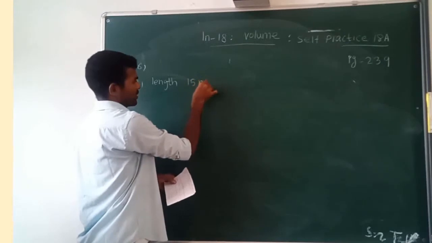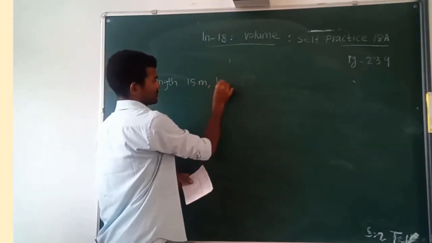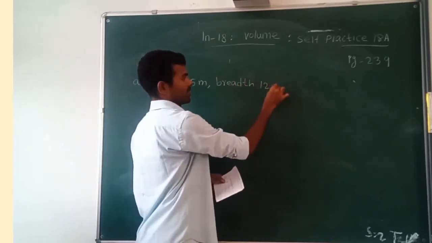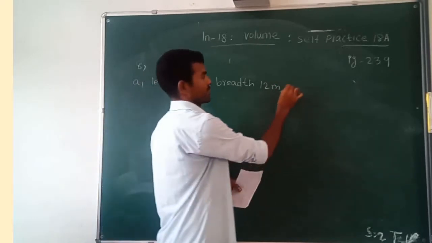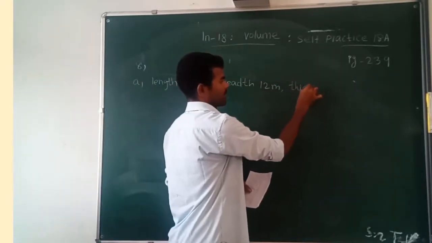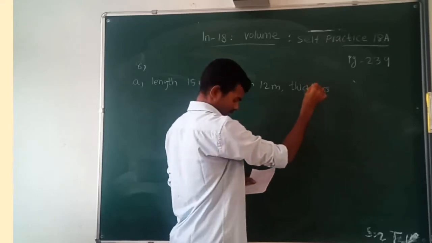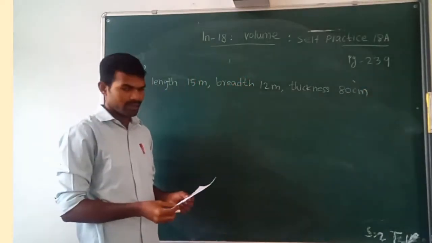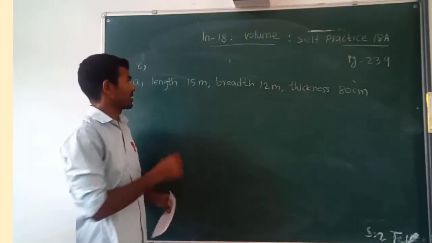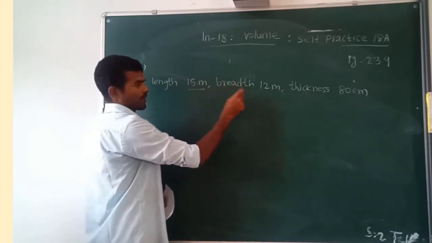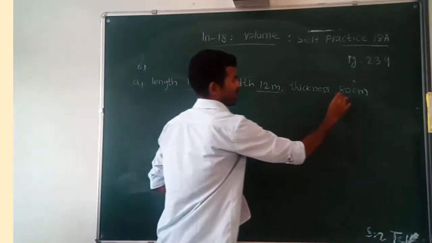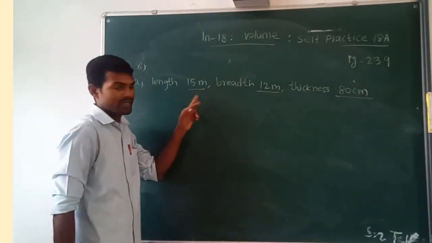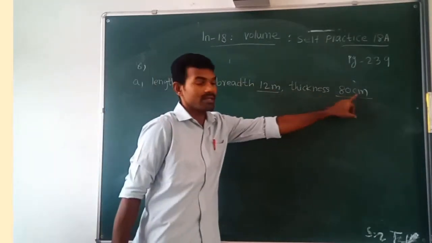Length is 15 meter, breadth is 12 meter, and thickness, that is the height, is 80 centimeter. Yes, children, look at it. Length 15 meter, breadth 12 meter, thickness 80 centimeter. So you can get one confusion here: this is meter and this is centimeter.